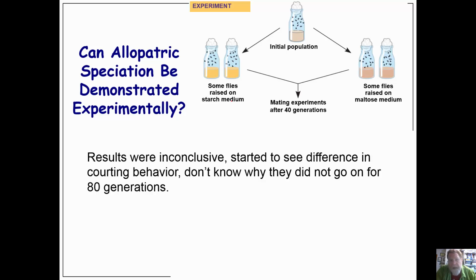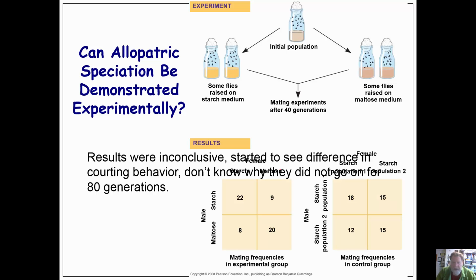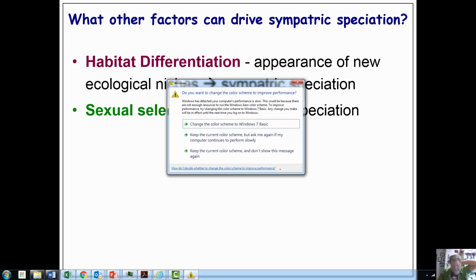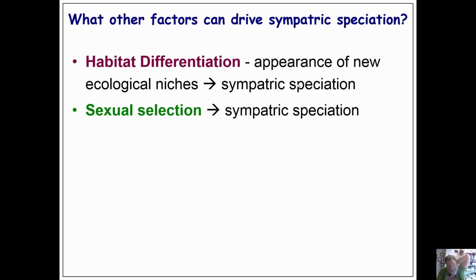Can we do this in the laboratory? We've taken some flies, we've raised them on starch media and on maltose media, and we've done this for 40 generations, and we see that the flies have a difficulty mating with one another after this time. But is it impossible for them to mate? No, they do sometimes mate, and they will hybridize together and come back. Now, why didn't they do this for 80 generations? Why didn't they do it for 1,000 generations to see if they can get different species?